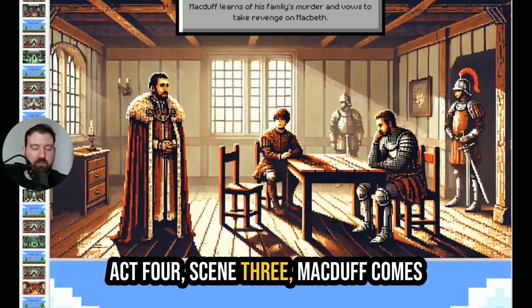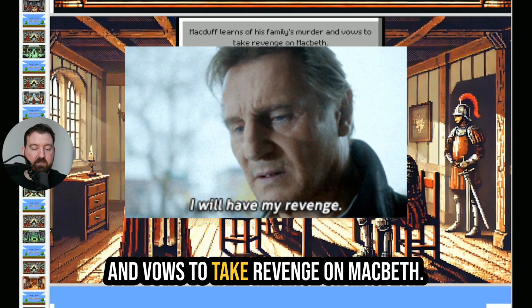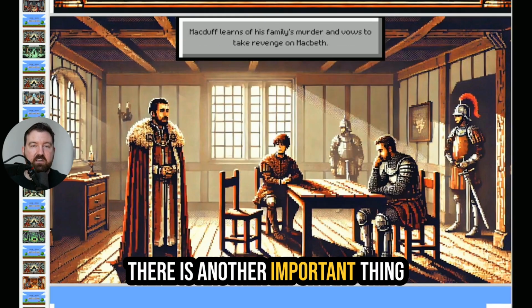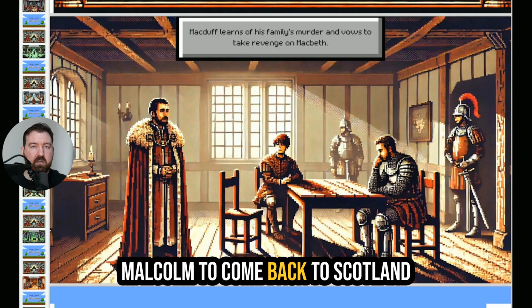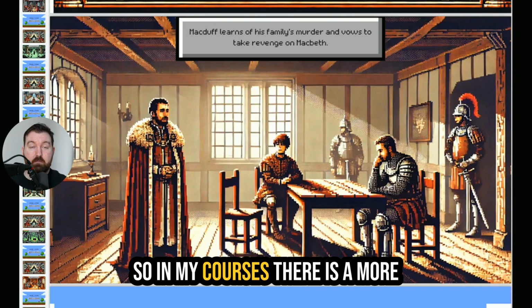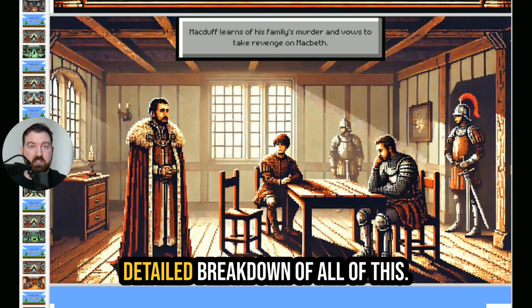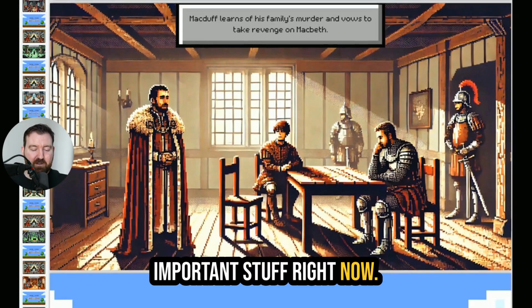Act 4, Scene 3. Macduff comes to learn about his family's murder and vows to take revenge on Macbeth. There is another important thing that happens before that, which is Macduff manages to convince Malcolm to come back to Scotland to actually fight for the throne. So in my courses, there is a more detailed breakdown of all of this. Obviously, I'm trying to just give you an overview of the most important stuff right now.